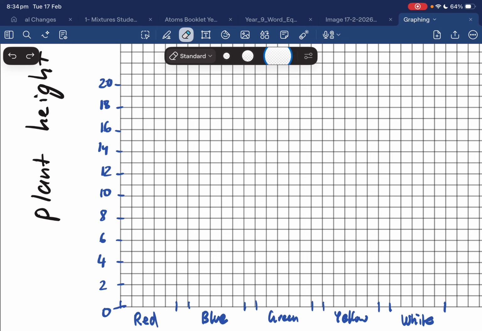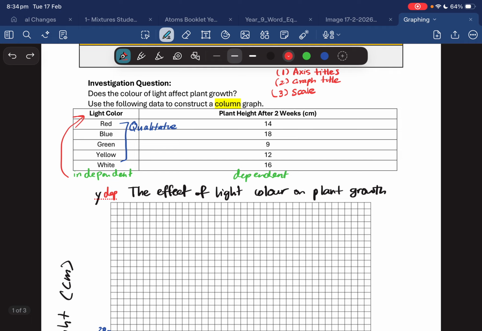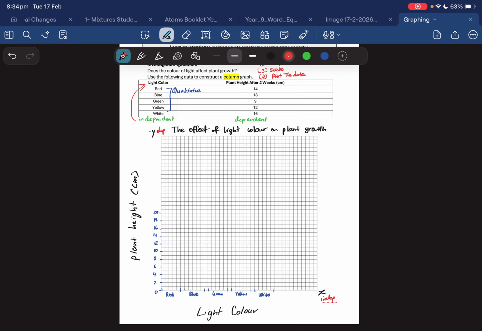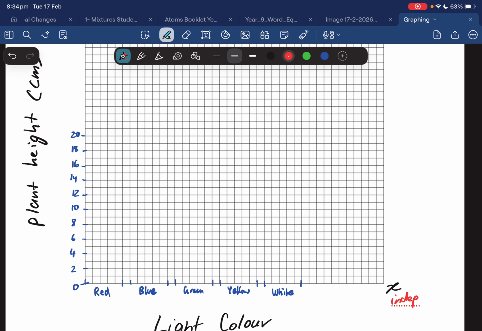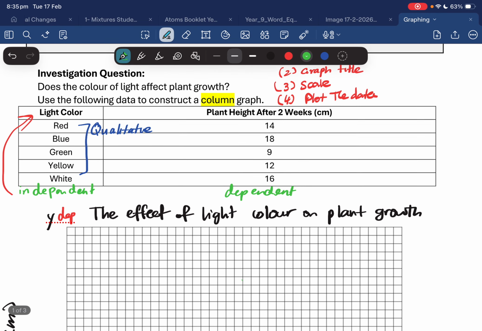Okay, well now it's easy. I've got my scale, I've got my data, now I just have to actually plot it. So you've made your scale, the next thing to do is plot the data. Okay, so red goes up to 14. So now all I have to do is go from red to 14. That's my first one. Whether you shade it in or don't shade it in, I don't care. All right, doesn't matter. Blue goes up to 18.